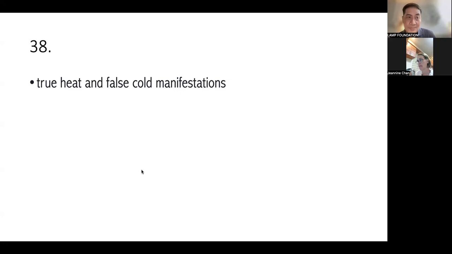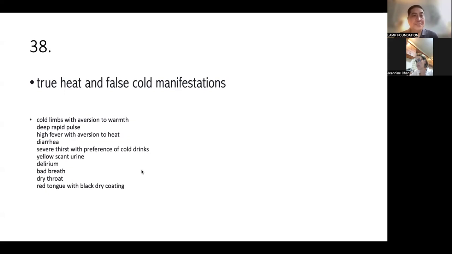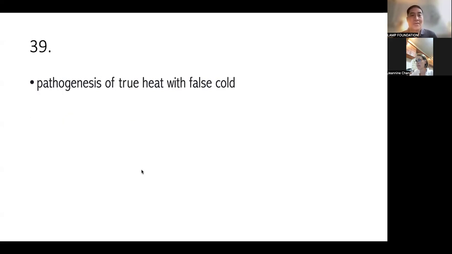Red tongue with black and dry coating. What else? Deep, rapid pulse. Severe thirst with preference for cold drinks. Very good. I hope everyone got that. Next, what's the pathogenesis of true heat with false cold?